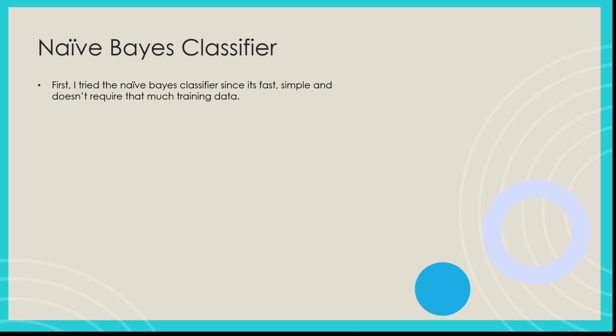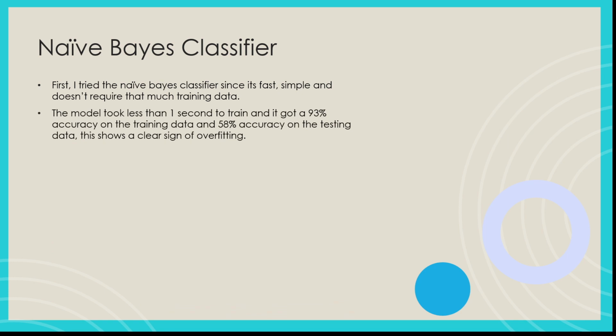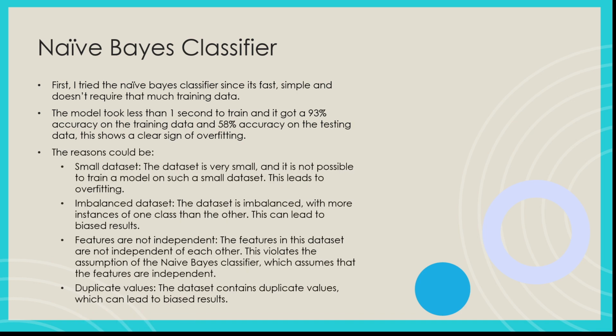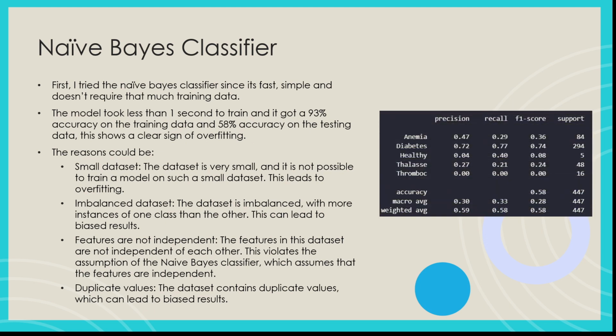First, I tried the naive Bayes classifier since it's fast, simple, and doesn't require that much training data. The model took less than 1 second to train, and it got a 93% accuracy on the training data and 58% accuracy on the testing data, showing a clear sign of overfitting. The reasons could be: the dataset size is small, the dataset is imbalanced, features are not independent since naive Bayes assumes that all the features are independent, and duplicate values. The dataset contains a lot of duplicate values which can lead to biased results. Here are the precision, recall, F1 score, and accuracy.